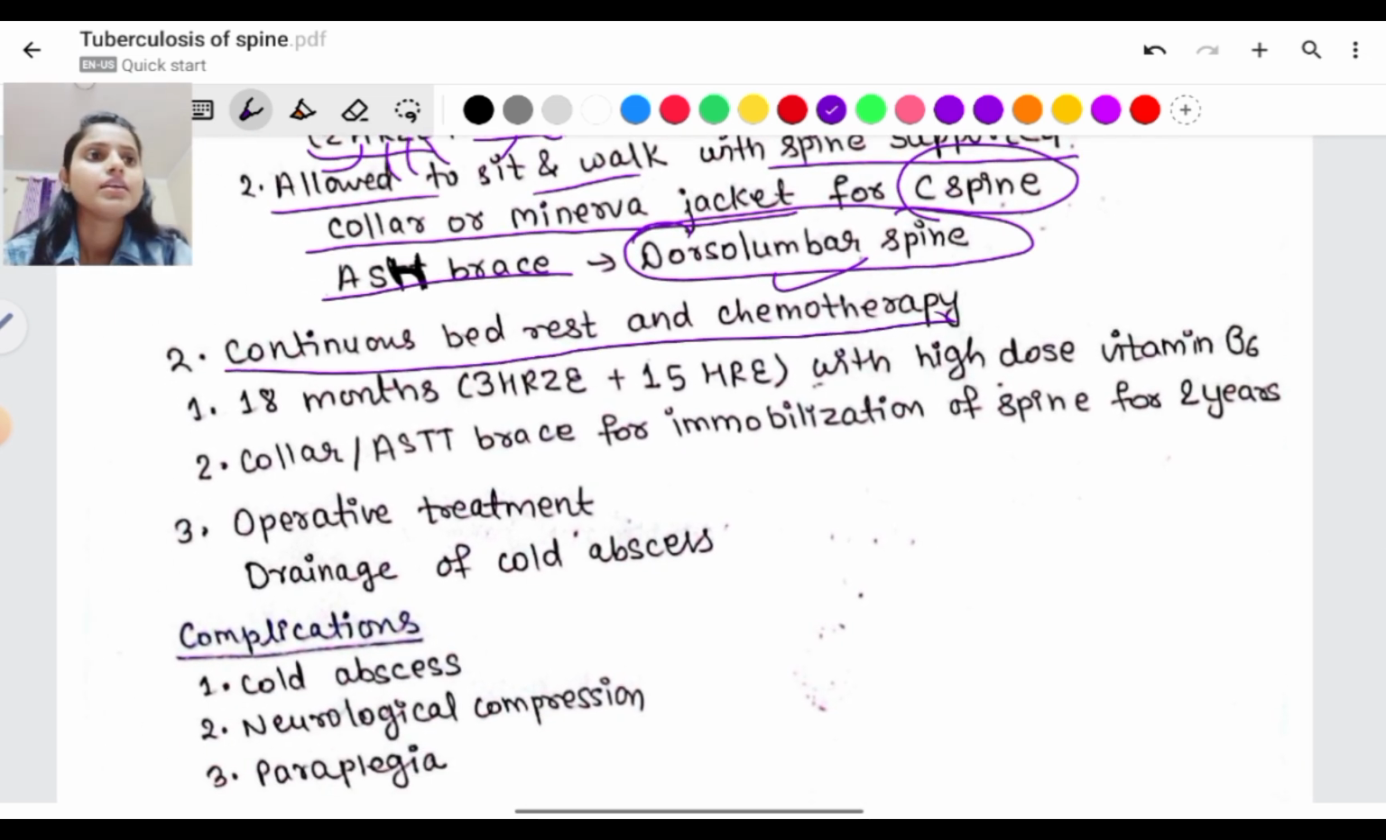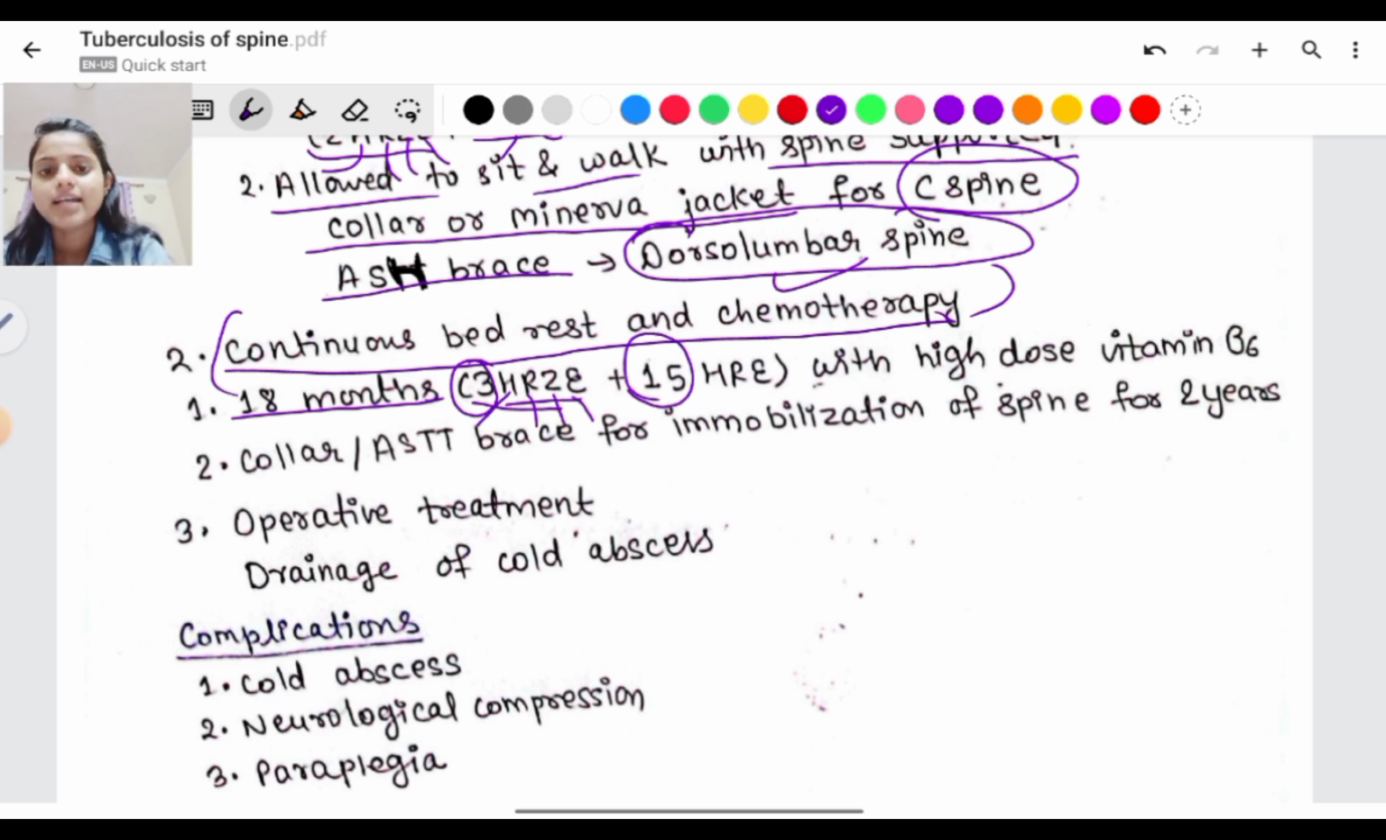If the patient has advanced disease, and there are no facilities available for the operation, then we give continuous bed rest and chemotherapy for 18 months. 3 HRZE means 3 months of isoniazid, rifampicin, pyrazinamide and ethambutol, and 15 months of isoniazid, rifampicin and ethambutol with a high dose of vitamin B6, as we are giving for a longer duration, and isoniazid interferes with the metabolism of vitamin B6. And collar or ASH brace is given for immobilization of the spine for 2 years.